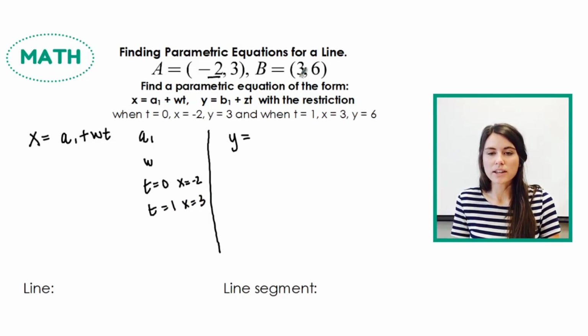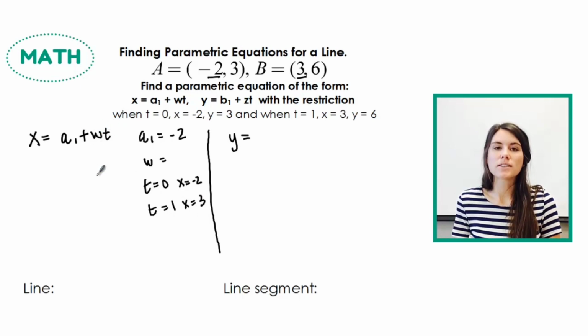This part represents your x, and the second coordinate represents your y, just like in a normal xy point. So my a1 is pretty easy. It's always my initial point's x value. The initial point was A, and the initial x value of point A is -2. So a1 is -2. And then w, I don't know, but I do know that I have a t value of 1 when x is 3. So if I know those, then all I have to do is solve for w.